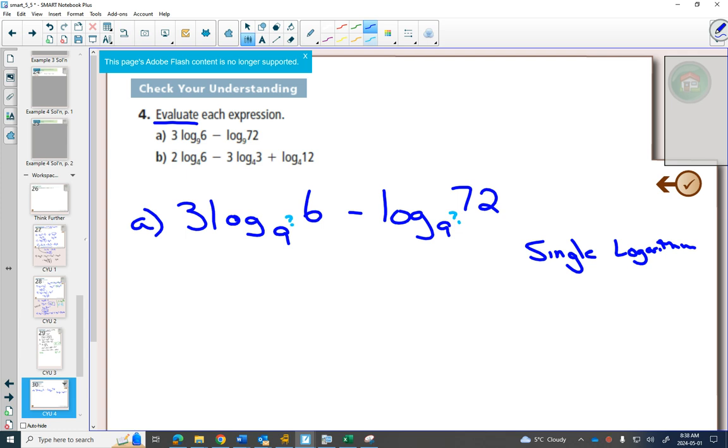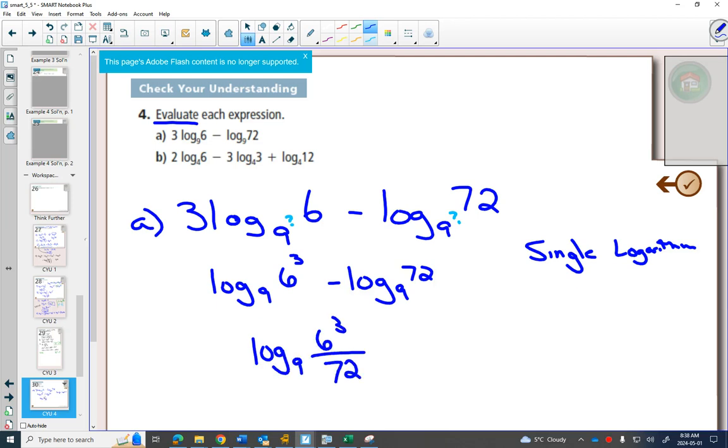So if I wanted to put this in as a single logarithm, well, I'm subtracting, so I think my log law was subtracting, but my log law with subtracting will only work if I have 1 log minus 1 log, and I have a 3 on the front. So I'll always have to, when combining, put those numbers in front as exponents first. And now I can write this as log 9 of 6 cubed over 72.